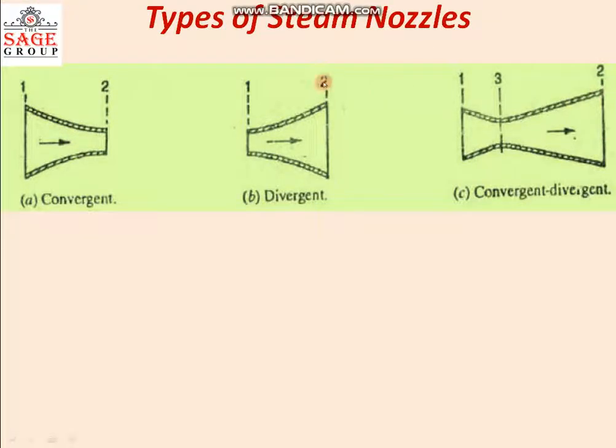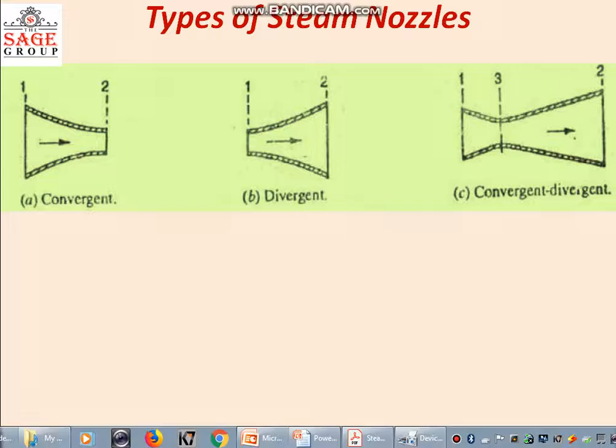Now, there are different types of nozzles. We generally use three types of nozzles, which are the convergent type of nozzle, divergent type of nozzle, as well as convergent divergent type of nozzle. In the first case, the area of cross section from the inlet to the outlet decreases, and this type of nozzle is known as the convergent nozzle. In the second case, when the area from the inlet to outlet increases, then this type of nozzle is known as a divergent type of nozzle.